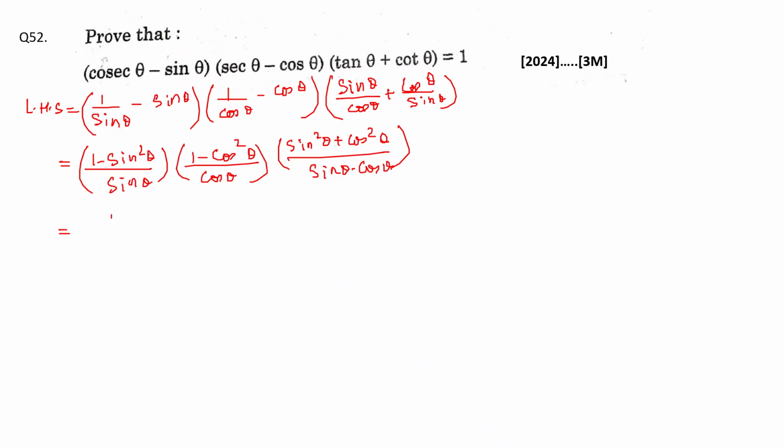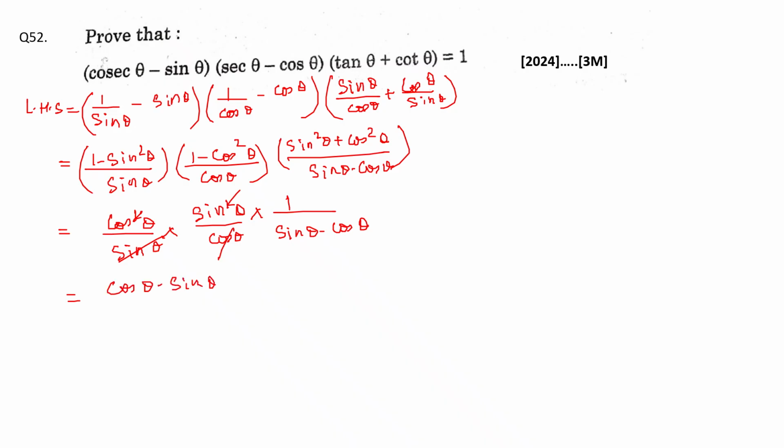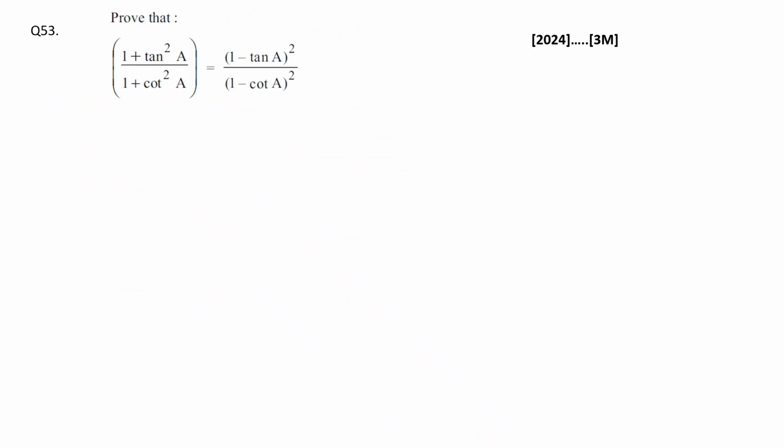Now 1 minus sin square theta is cos square theta, by sin theta. 1 minus cos square theta is sin square theta, by cos theta. Sin square theta plus cos square theta is 1. So 1 by sin theta into cos theta. Now let's simplify. So I am left with cos theta by sin theta, divided by sin theta into cos theta. So this will be equal to 1, which is equal to the RHS. Proved. Question 53 also you have to prove. So take the LHS.